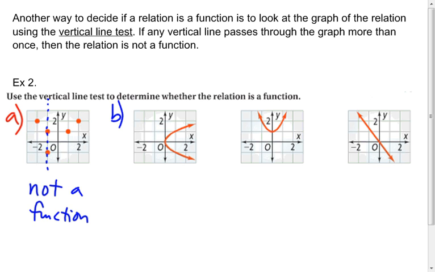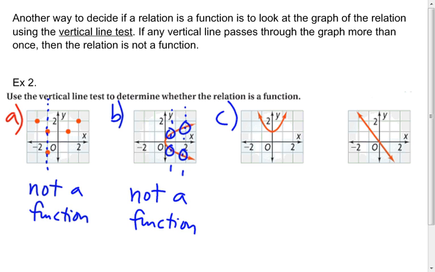We'll call this B. Is there a vertical line I can draw that hits that graph more than once? Sure, there's actually a whole bunch of them. There's one, it hits the graph two different places. Okay, I could draw a whole bunch of lines that'll do that. Remember, lines have to be straight up and down in order for this to work. So this one, not a function.